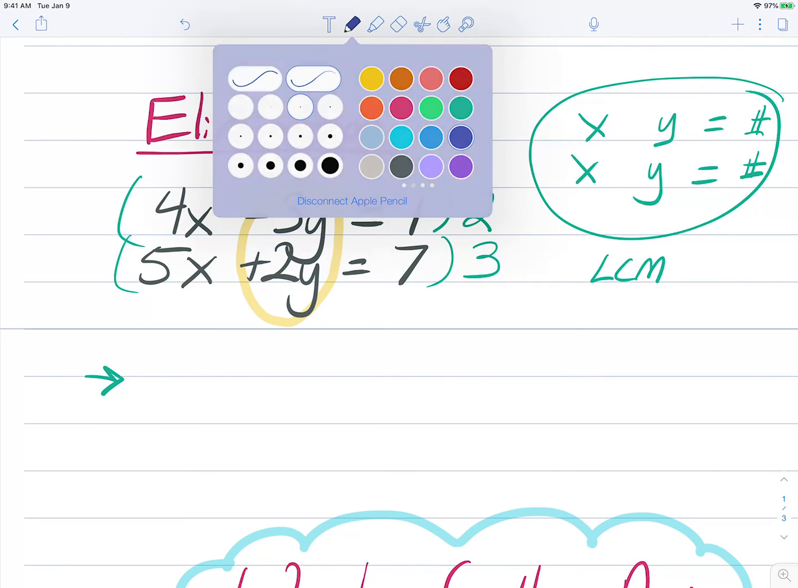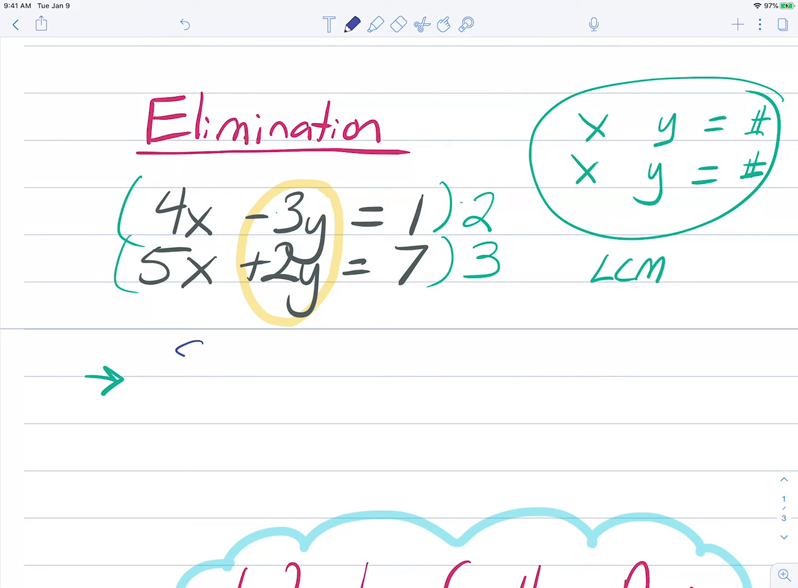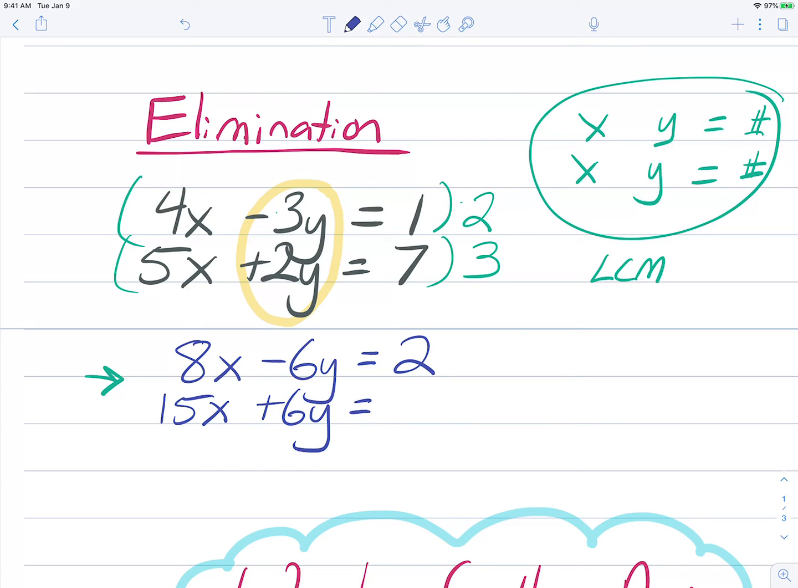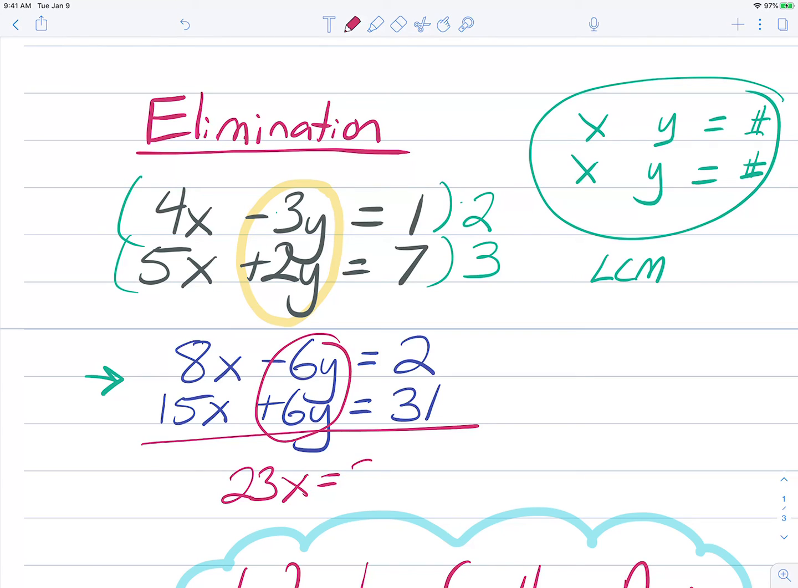So that top equation would become 4 times 2 is 8, negative 3 times 2 is negative 6, and 1 times 2 is 2. On the bottom equation, 5 times 3 is 15, 2 times 3 is 6, and 7 times 3 is 21. Now, when I went and added these equations, my y's would cancel. They're gone. And 8x's plus 15x's is 23x's, and 2 plus 21 is 23.